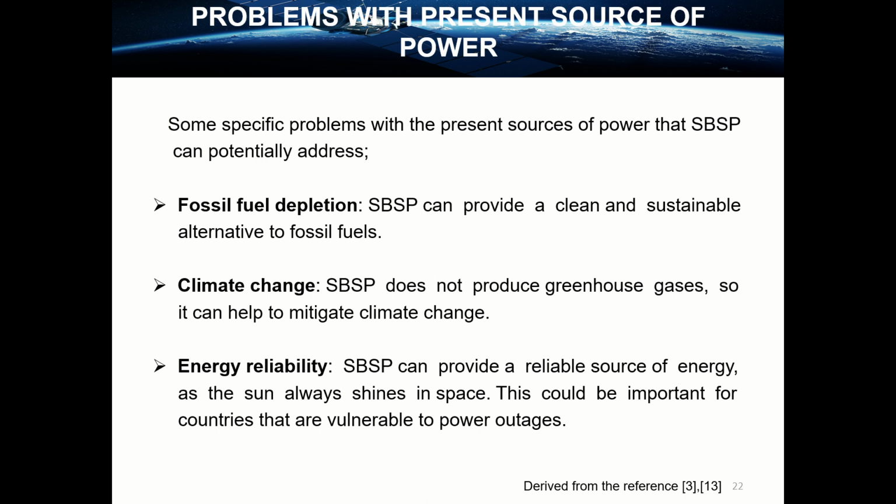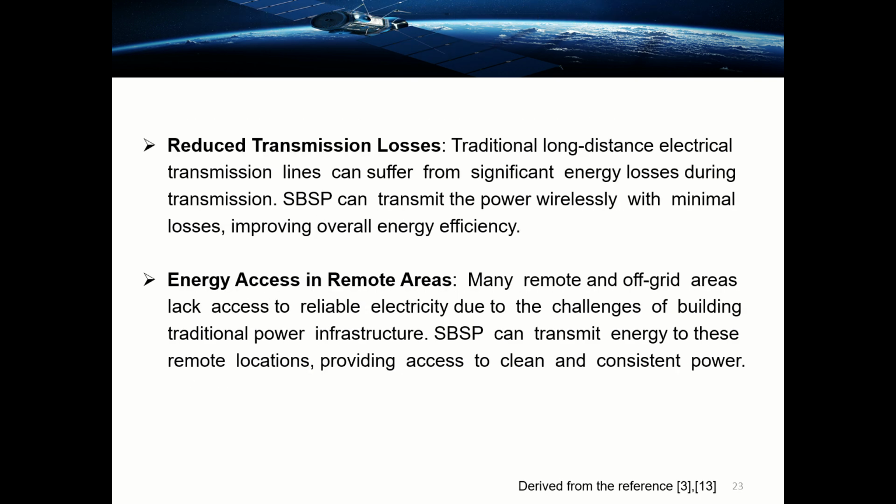Problems with present sources of power. Some specific problems with the present source of power that space-based solar power can potentially address are fossil fuel depletion. Space-based solar power can provide a clean and sustainable alternative to fossil fuel. Climate change. Space-based solar power does not produce greenhouse gases, so it can help to mitigate climate change. Energy reliability. Space-based solar power can provide a reliable source of energy as the sun always shines in space. This could be important for countries that are vulnerable to power outages.